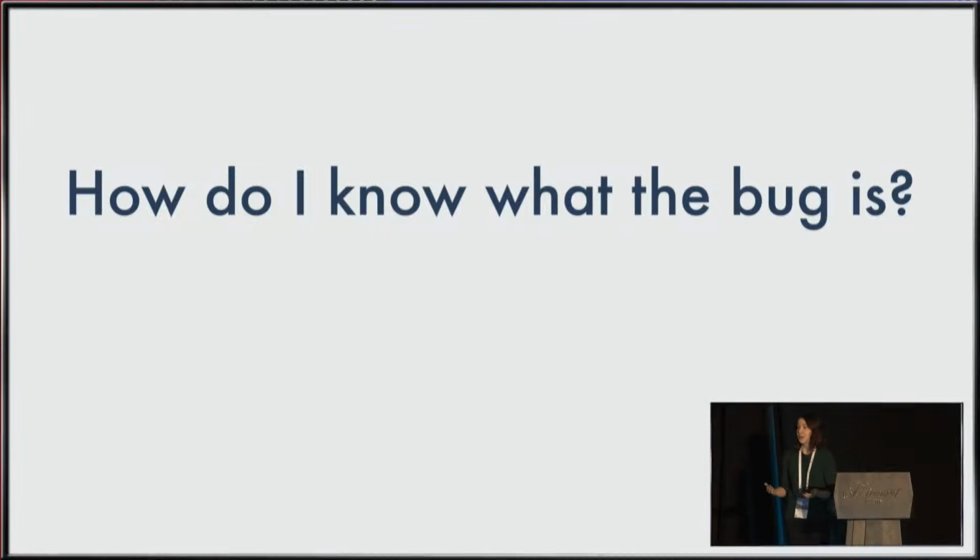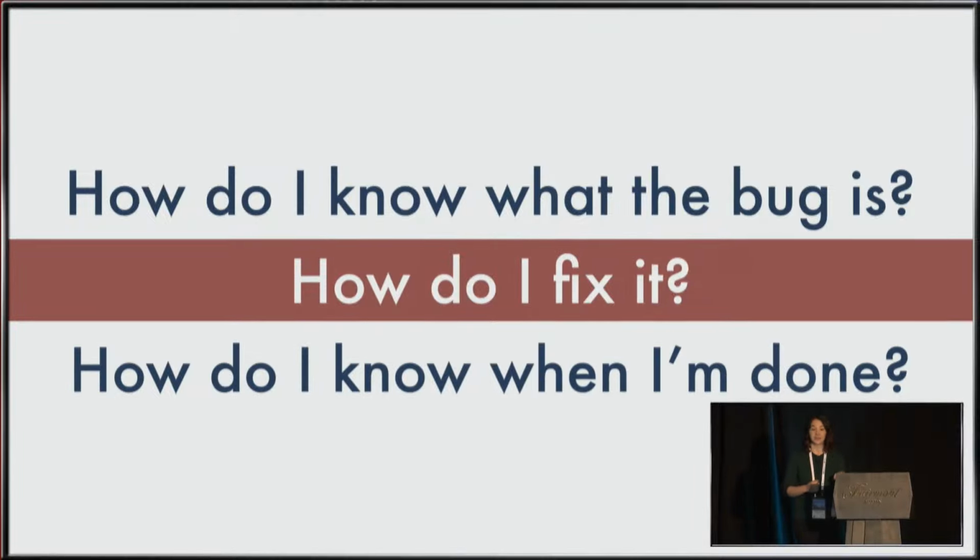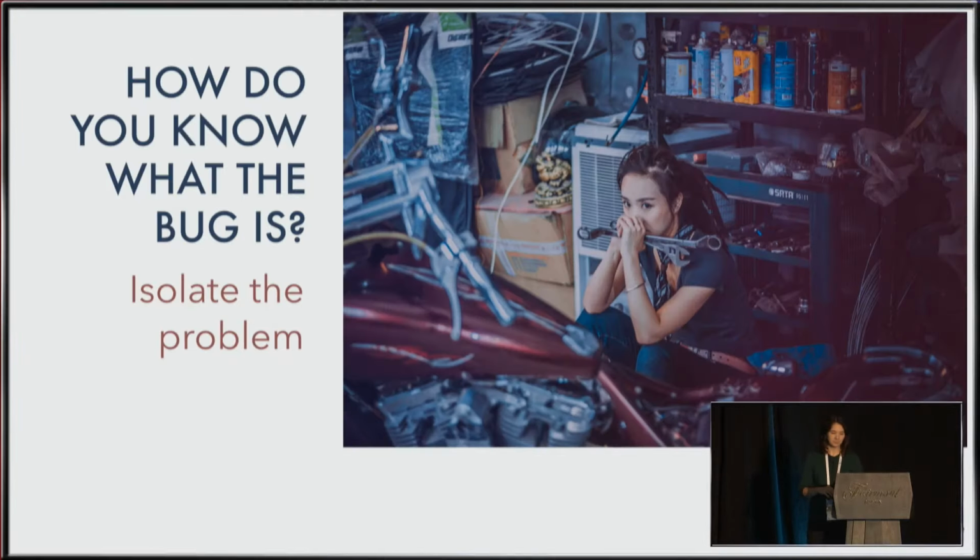So when I'm trying to fix a bug in some code, I like to let myself be guided by 3 questions. How do I know what the bug is first? Then how do I fix it? And then how do I know when I'm done fixing it? And by answering these questions, I find I can keep myself a little bit on track, and that there are some specific strategies that I can use in answering each.